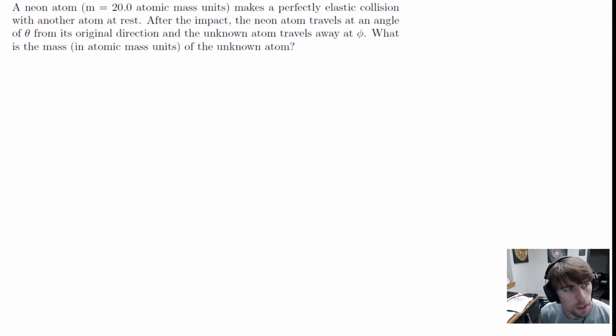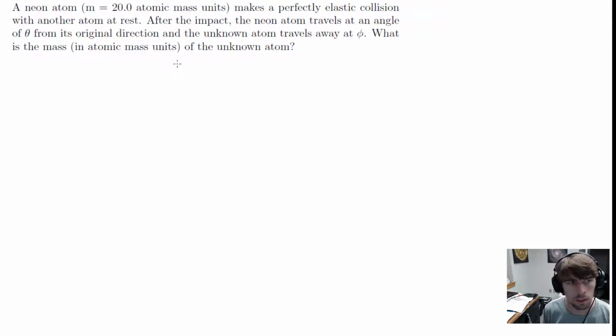Up in front of you, a neon atom, 20 atomic mass units, makes a perfectly elastic collision with another atom at rest. After the impact, the neon atom travels at an angle of theta from its original direction, and the unknown atom travels away at phi. What is the mass in atomic mass units of the unknown atom?